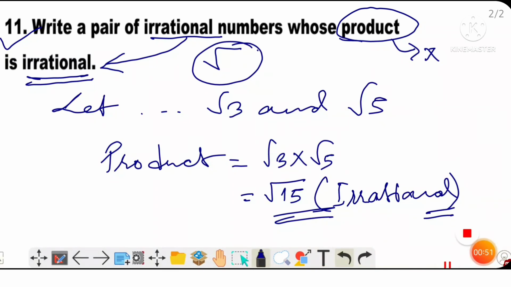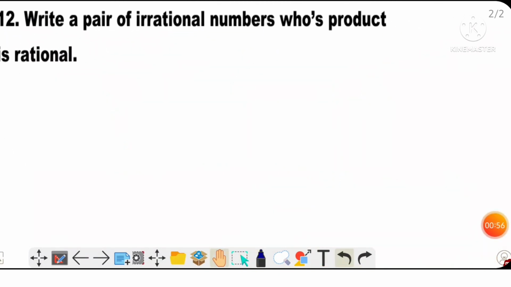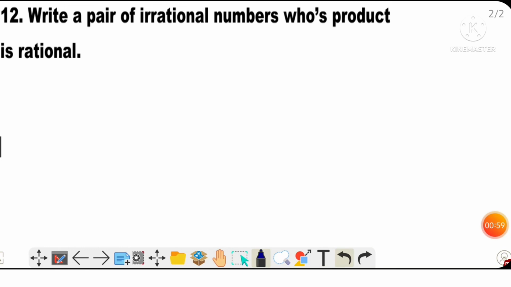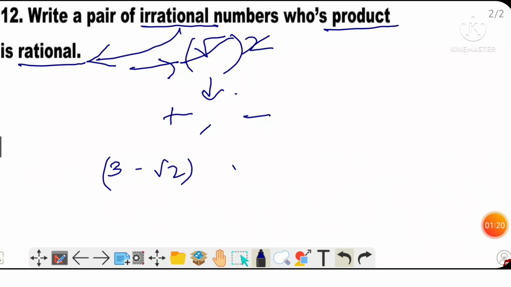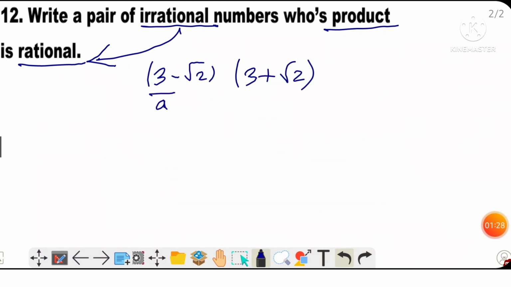Next question is question number 12. Write a pair of irrational numbers whose product is rational. So here we have to find the rational number by the product of two irrational numbers. So here we don't need the root. So we have to square it, since square will cancel the root. Here we have to take the same number, or we have to take the positive and the negative numbers. So let us take 3 minus root 2 and 3 plus root 2 as the two irrational numbers, and we'll have the product of them.